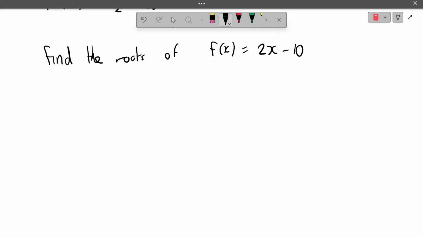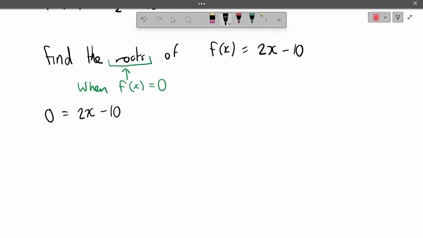So here we have another question where it says find the roots of f of x equals 2x minus 10. Now what does that mean? Well, the roots is basically when f of x equals 0. So all we do is go 0 equals 2x minus 10, and then we solve for it.